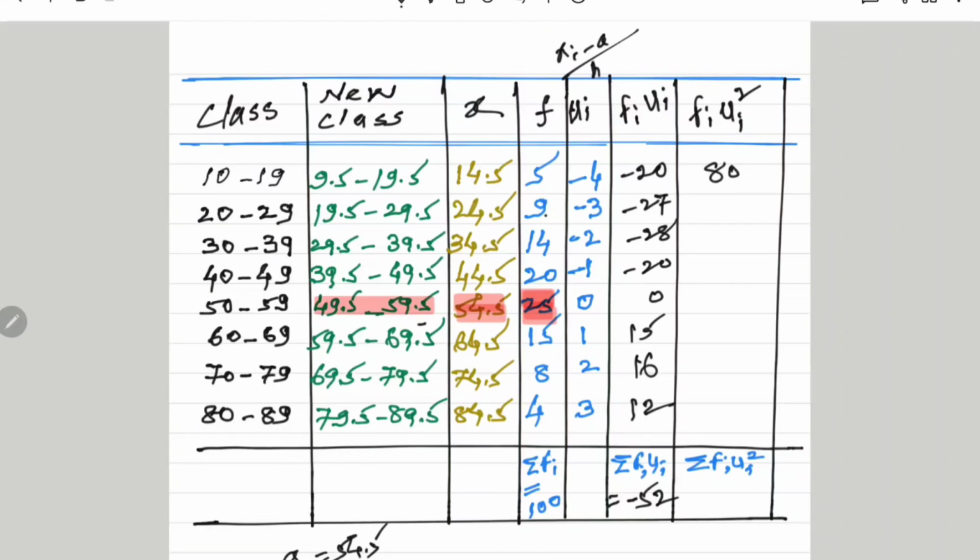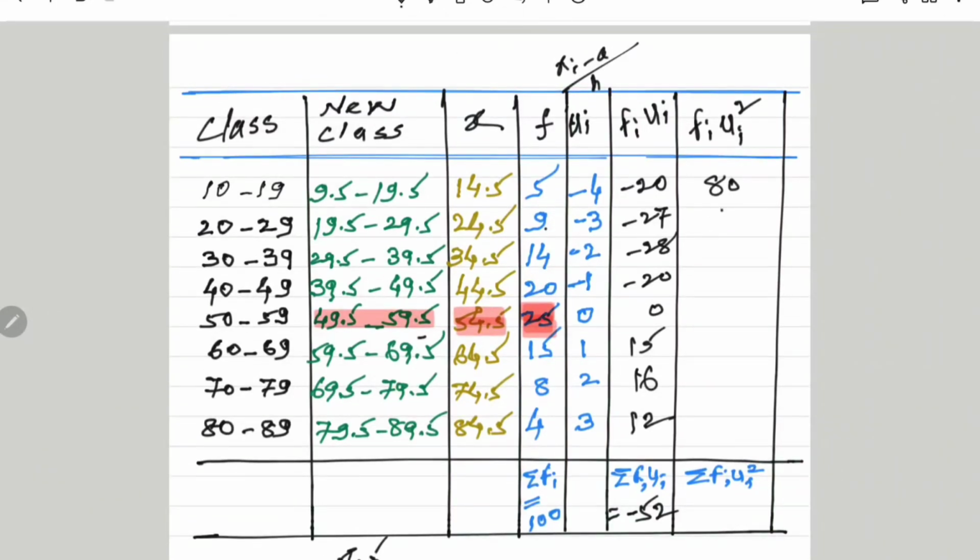Minus 3 square is 9. 9 into 9, we get 81. Then minus 2 square is 4. 4 into 14, we get 56. Then minus 1 square is 1. 1 into 20, we get 20.